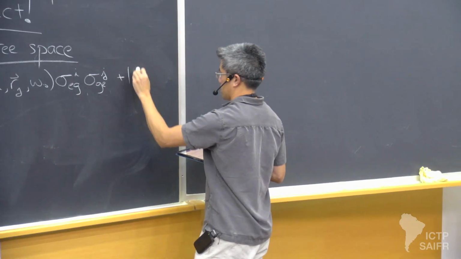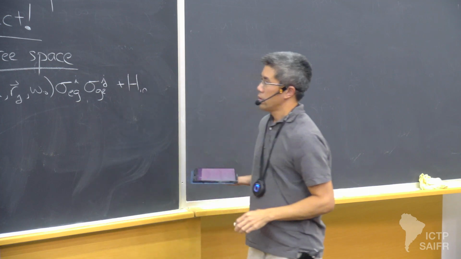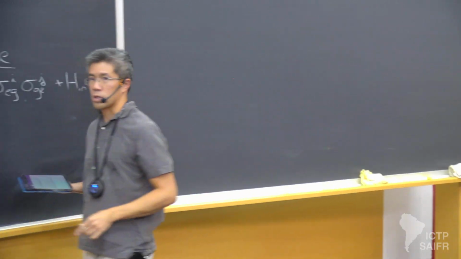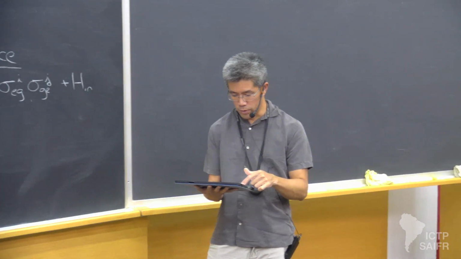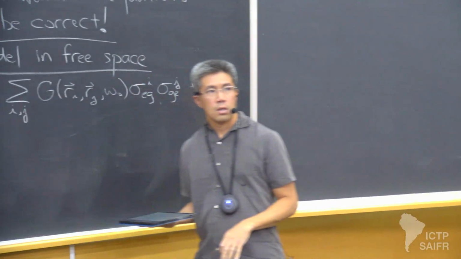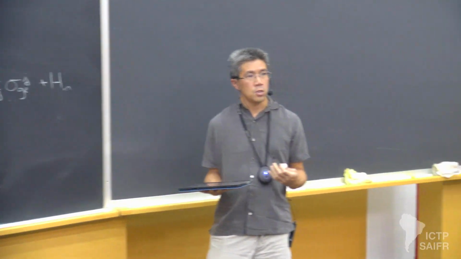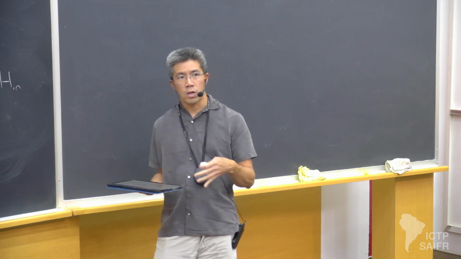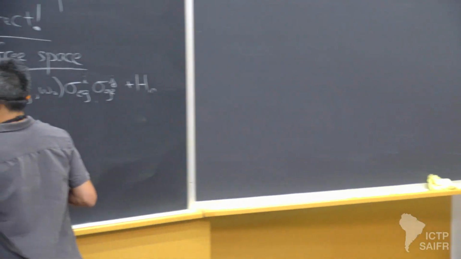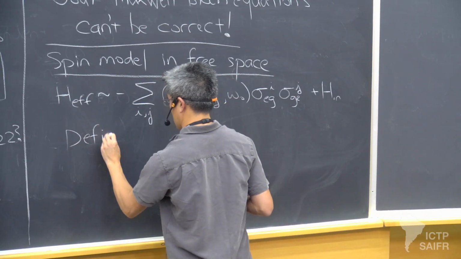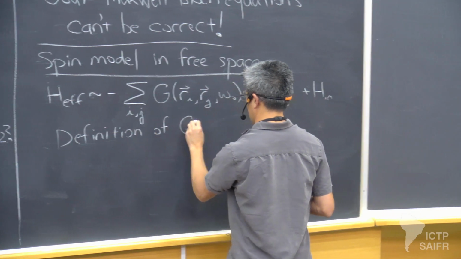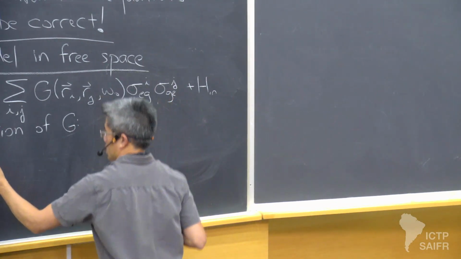Maybe plus some driving term. So when we go to free space, all we have to do is put in the correct Green's function for free space. What is that Green's function? By definition, the Green's function is the solution to the wave equation in whatever environment you have, given a delta function source. So the definition of G is through the solution of this equation.